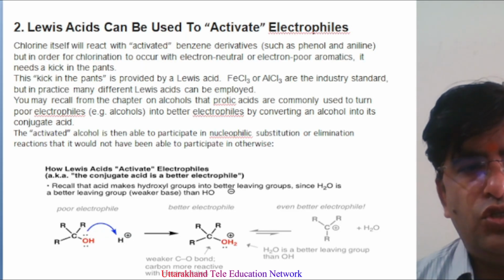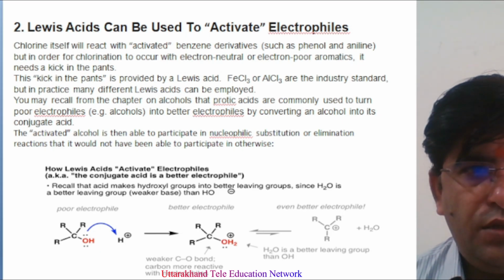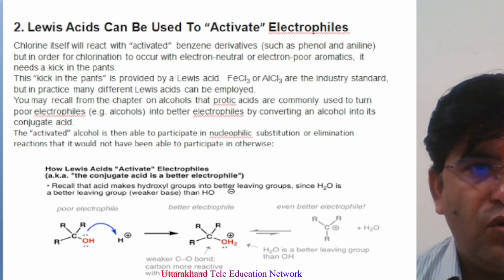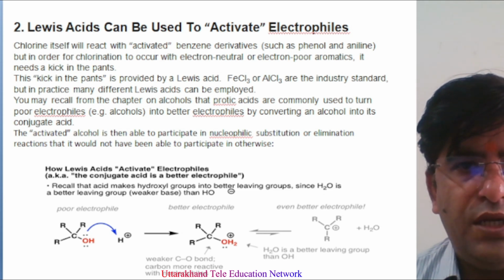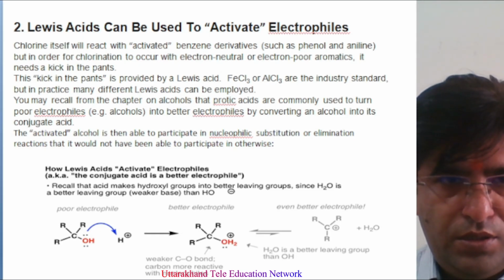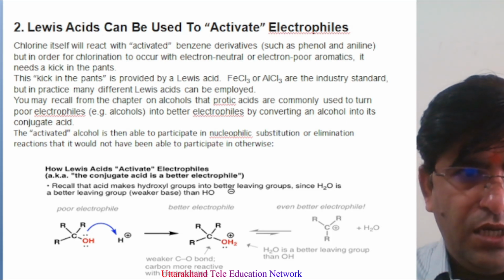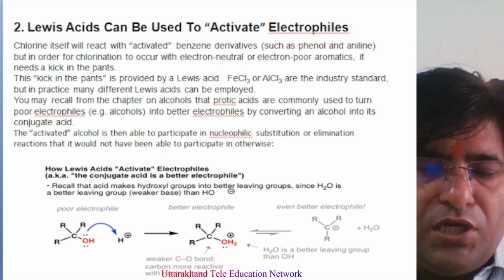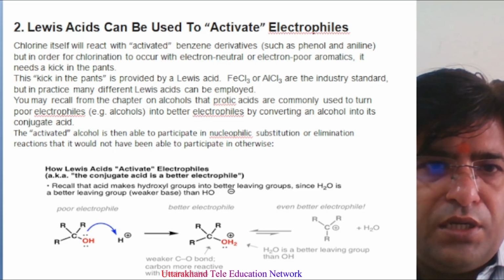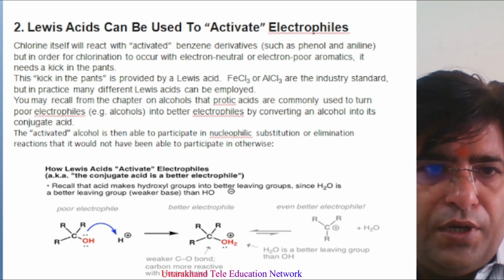Lewis acid can be used to activate the electrophile. Chlorine itself will react with activated benzene derivatives such as phenol and aniline, but in order for chlorination to occur with electron neutral or electron poor aromatics, it needs a kick in the pants. The kick in the pants is provided by a Lewis acid. FeCl3 or AlCl3 are the industry standard, but in practice many different Lewis acids can be employed.